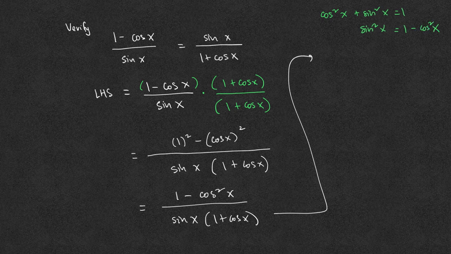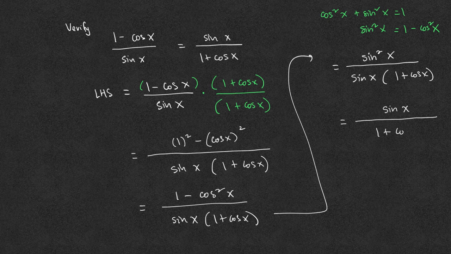And if we can recognize that, the numerator is now only sine squared of x, and the denominator is sine of x times (1 plus cosine of x). In the numerator, there are two factors of sine of x, so we can cancel one of the factors in the denominator and end up with one factor of sine of x in the numerator and 1 plus cosine of x in the denominator. And this is the right-hand side.